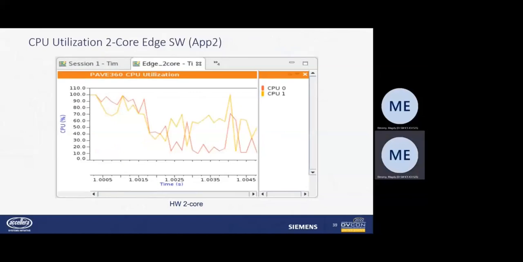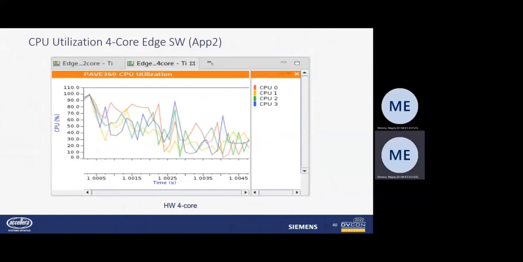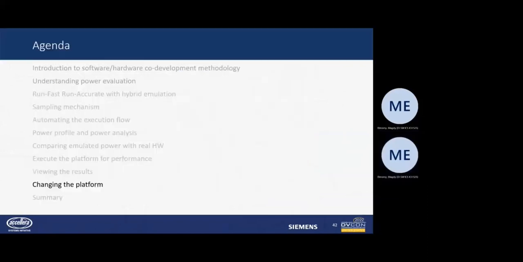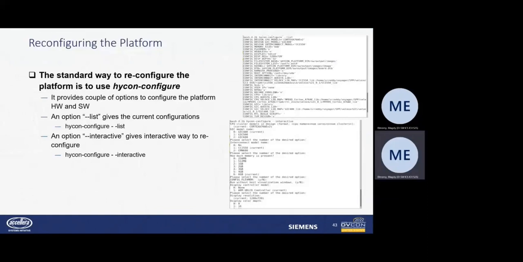This is running another application for also 2 core, 4 core, and 8 cores. Now, changing the platform. As we said, we have very convenient utilities and commands to reconfigure your platform. This is called the Hycon configure --interactive, where you can use --list in order to give you all the list of things you can change.